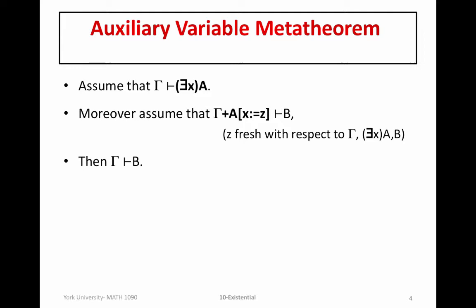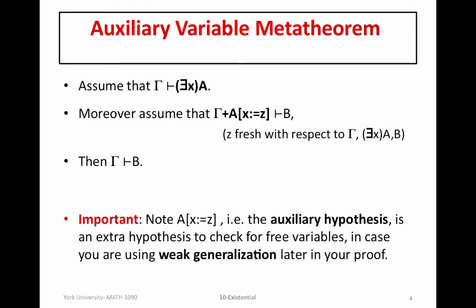Okay, so hopefully that makes a bit of sense. I think it'll become much more clear when we look at a particular example. But before we look at a particular example, there's one very important note we need to talk about, and then we'll look at this a little bit more in class. So when we're using the auxiliary variable metatheorem, we're adding in this auxiliary hypothesis, A, where we replace x by z. So this counts as a hypothesis.